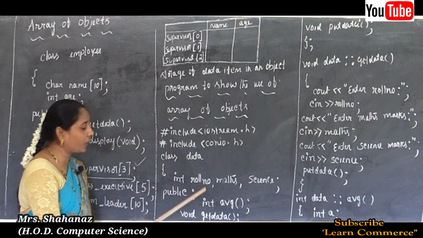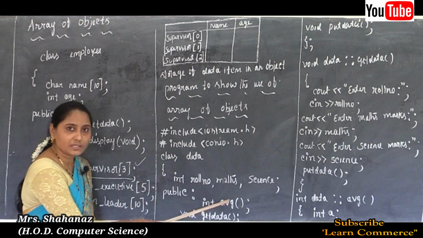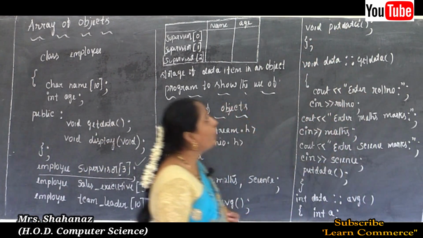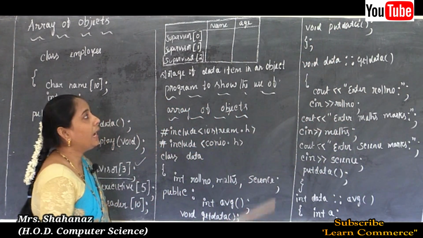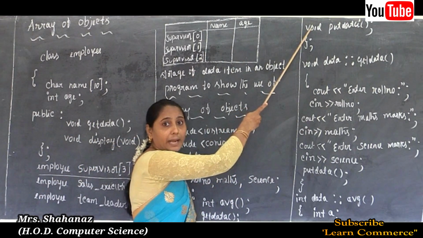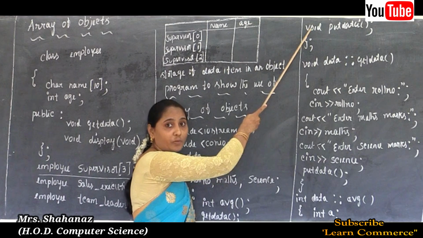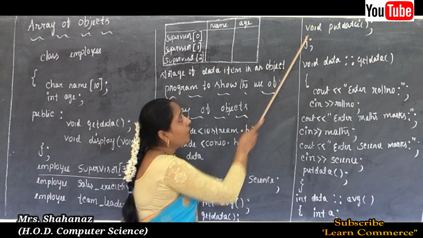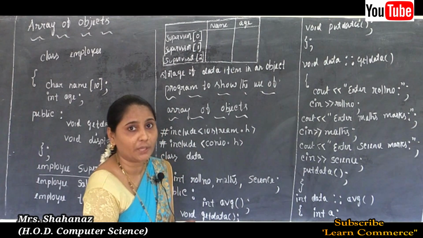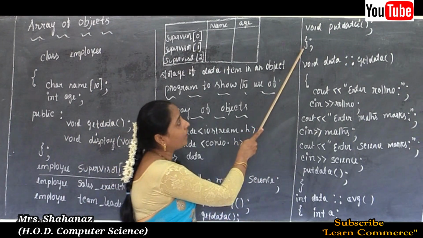So in this program 3 functions are there. One is average, the second one is getdata, and the third function name is the putdata function. And I declared all those member data and member functions within the class, and this line is called the end of the class definition.